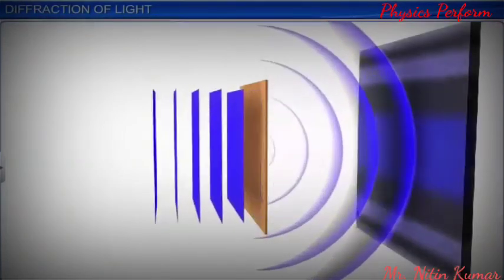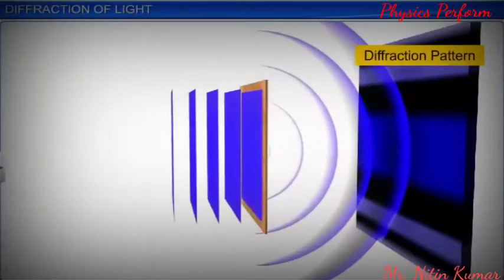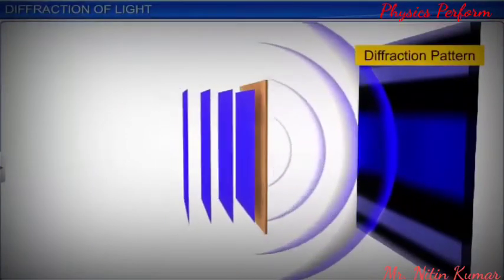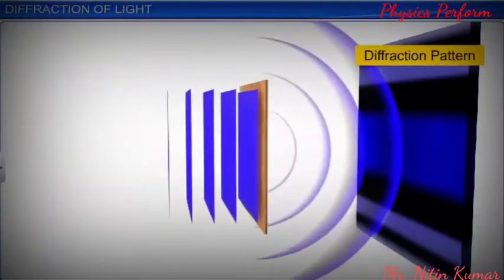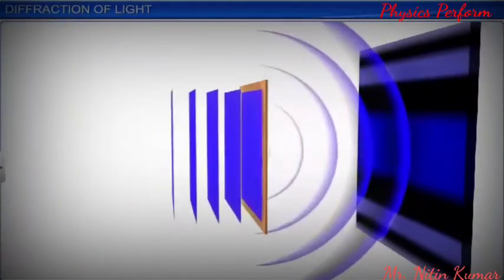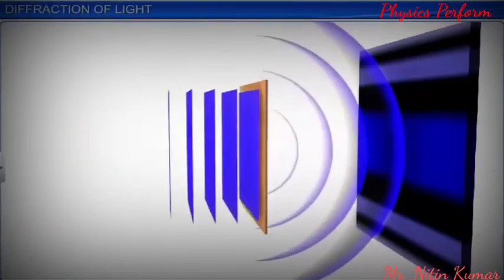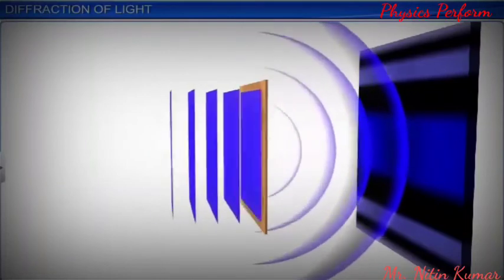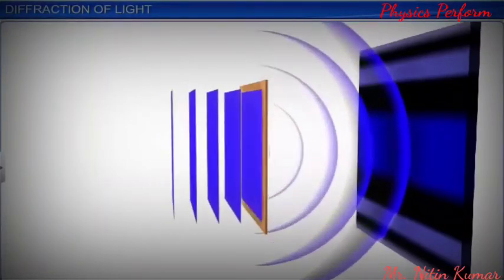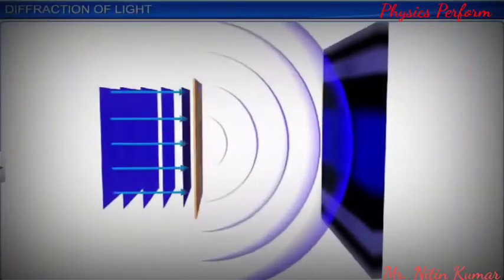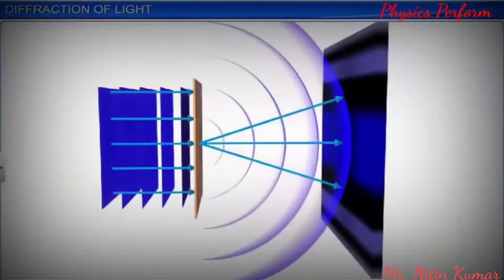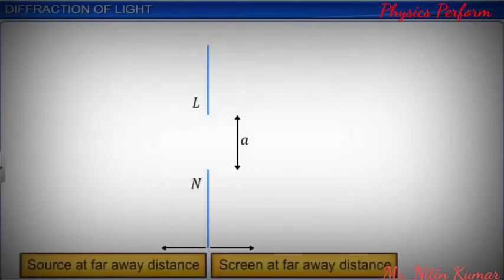The diffraction pattern consists of a central bright band, which may be much broader than the width of the slit, with alternate dark and bright bands on both sides. The intensity of the fringes decreases very rapidly. Let us now analyze the diffraction pattern mathematically. We represent light as a beam of rays. Let the width of the slit, LN, be a. Let the source of monochromatic light and the screen be very far away from the slit.